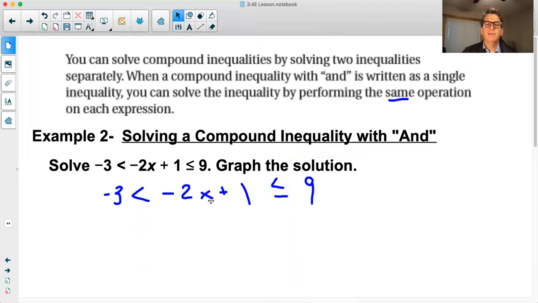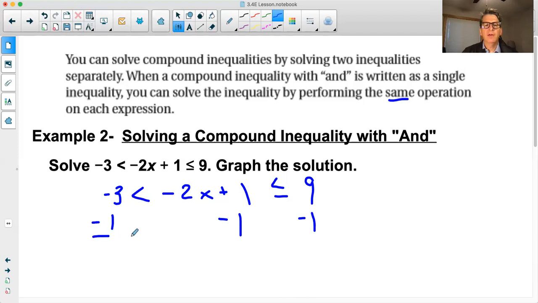Okay, so you see the x here. So let's work with this +1, and we're going to try to subtract 1 from the middle. And if I subtract 1 from the middle, I've got to subtract 1 from the right side, and I've got to subtract 1 from the left side.